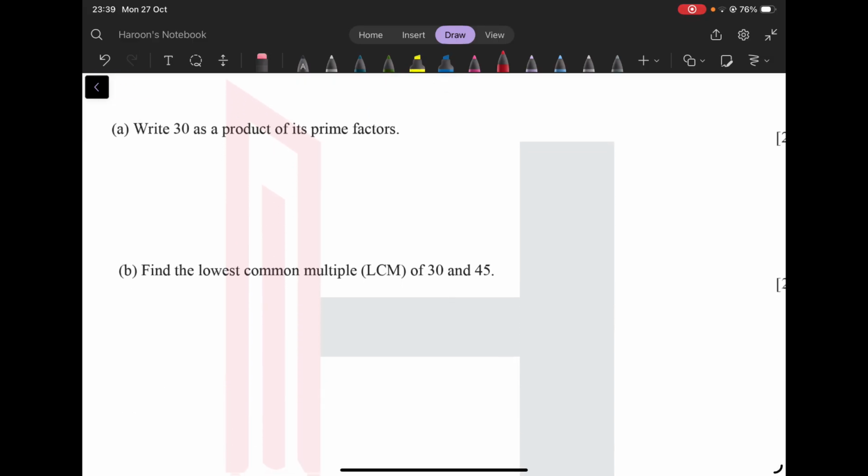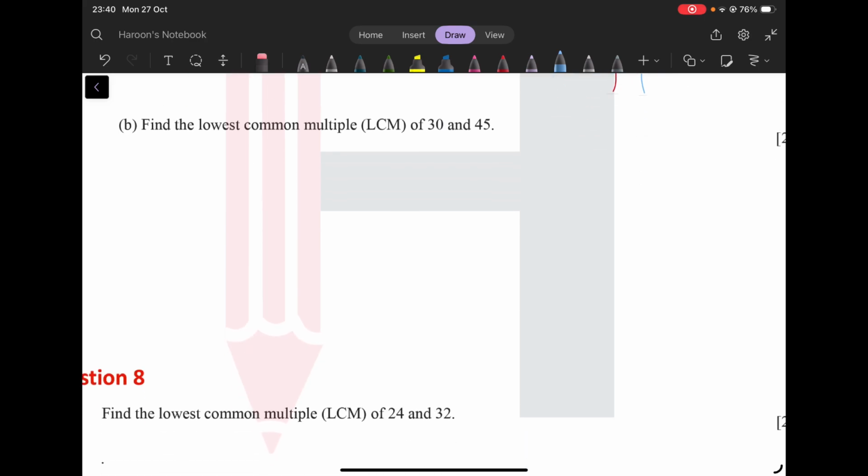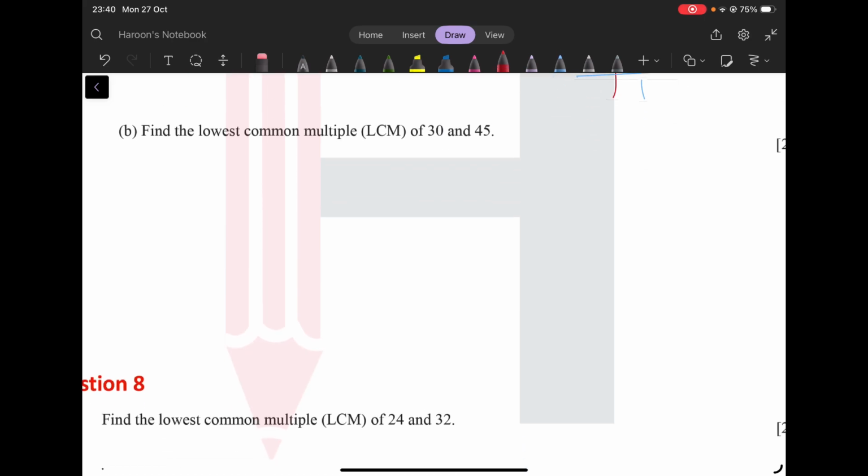Write 30 as a product of its prime factors. So 30, just take the LCM method of a single number. So we can only use prime numbers. This becomes 15. Now 3, this becomes 5. Now 5, this becomes 1. So I just need to write these numbers: 2 times 3 times 5. This is the answer. Now next we need to take the LCM of 30 and 45.